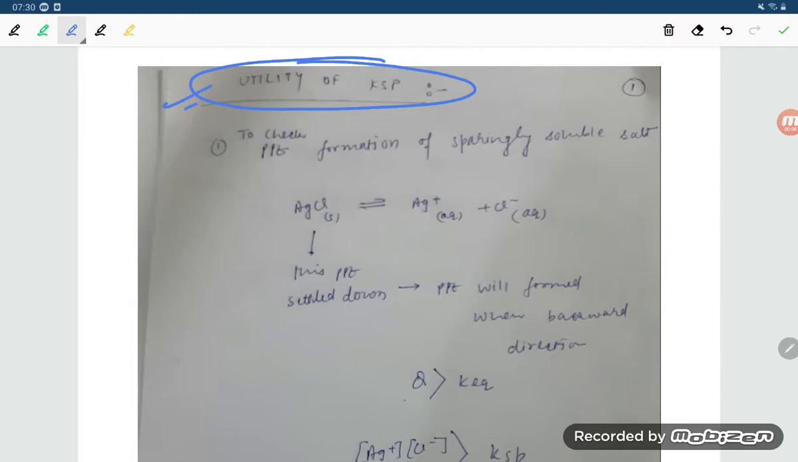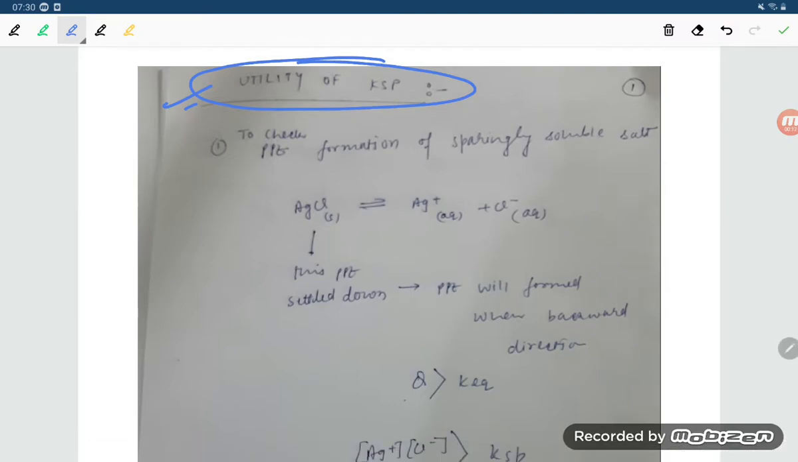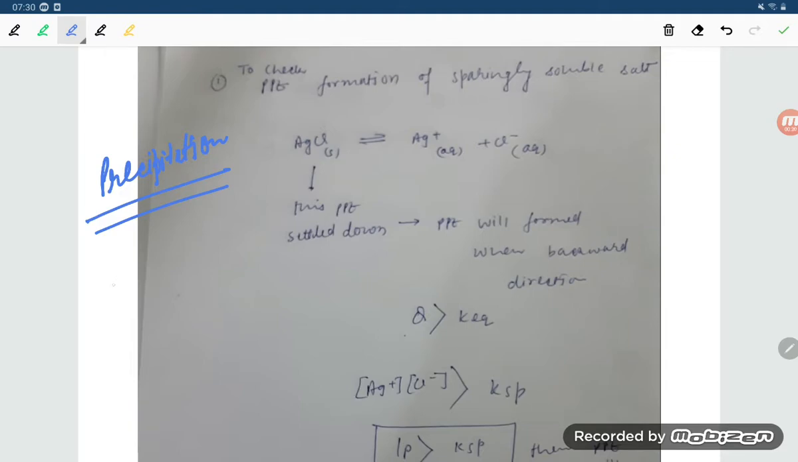So when you talk about the application of KSP, it has the most important application in the neutralization reaction or in the precipitation. Okay, in precipitation reaction, dear student, it is said that if Q, which means ionic product, is greater than KSP, then in this case PPT will form.